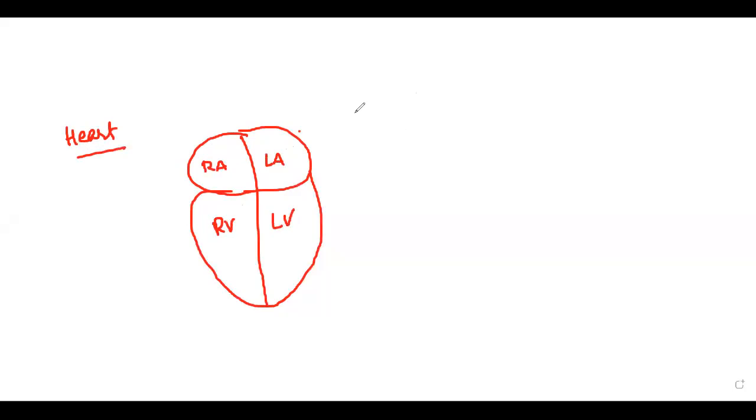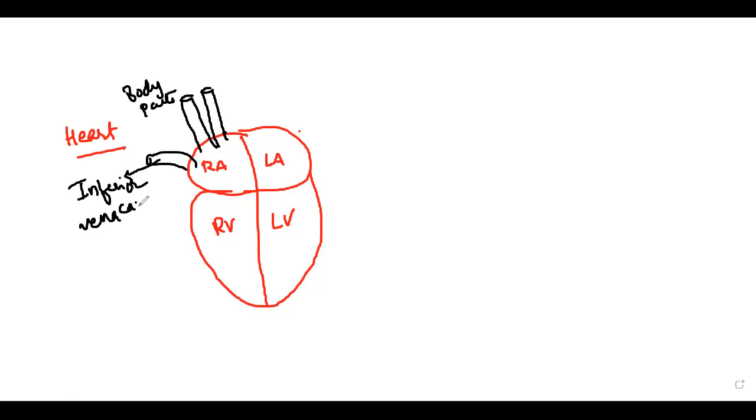Okay. Then right atria collect deoxygenated blood from body parts. Very good. Right atria collect deoxygenated blood from body parts with the help of superior vena cava and inferior vena cava. This is superior vena cava. They are precaval veins. Even we can say them as precaval veins.